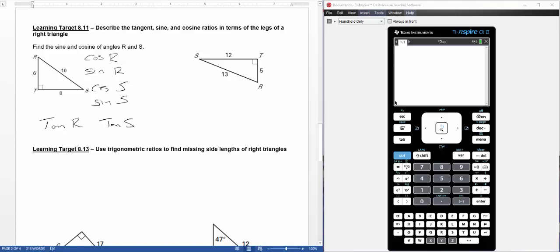On 90 degree angles, we almost never bother finding the tangent or sine or cosine. We only really care about these for the acute angles that are in the right triangles.